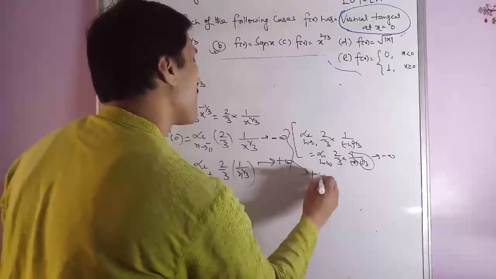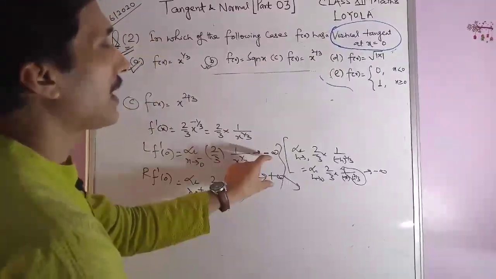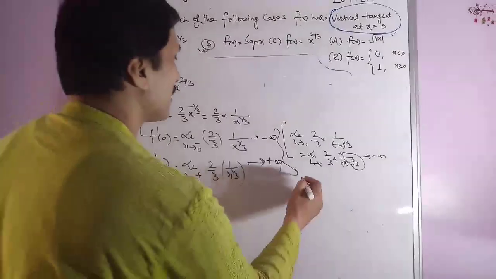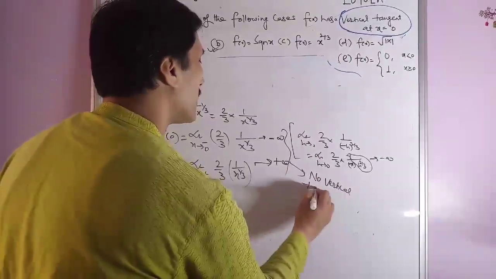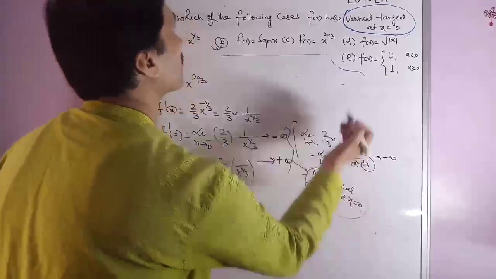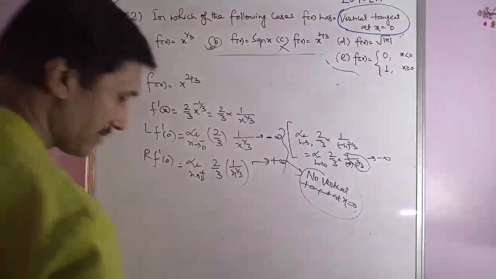So no vertical tangent. For a vertical tangent, either both should be minus infinity or both plus infinity. So here no vertical tangent at x equal to 0. So this is rejected.